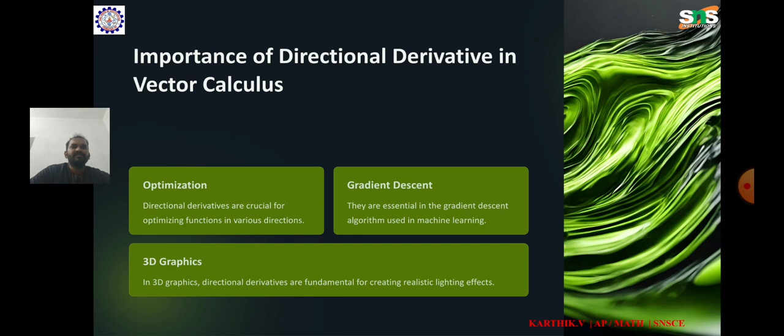Wind energy optimization. First, directional derivatives can aid in determining the optimal placement of wind turbines. Then, directional derivatives can also be used to design the layout of wind farms to minimize interference between turbines and maximize energy output.